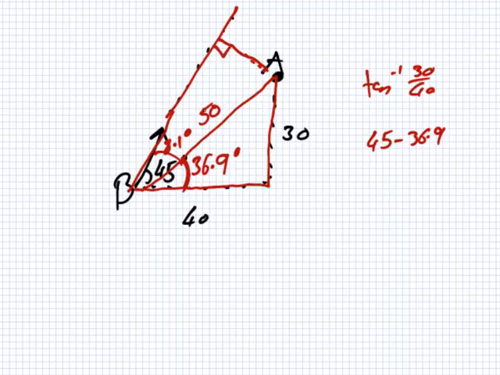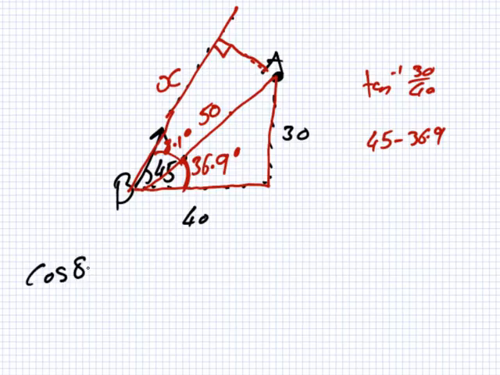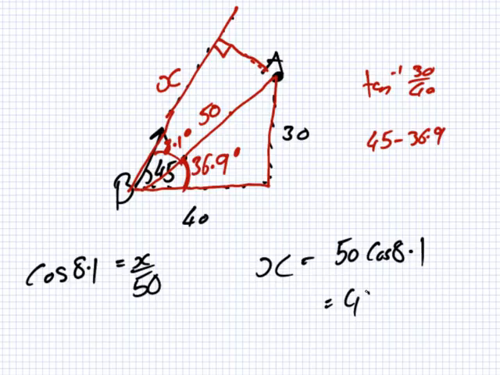Now, if I look at this right angle triangle, I know the hypotenuse, and I want this side here. So what should I use? Sine, cos, or tan? That's adjacent and hypotenuse, so I should use cos. Cos 8.1 equals x over 50. So tell me what the x is, please. 50 cos 8.1 is 49.5. So that's the answer.